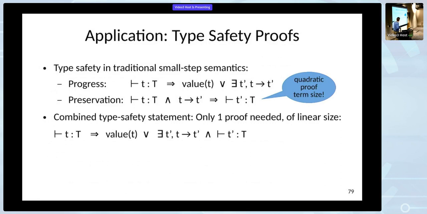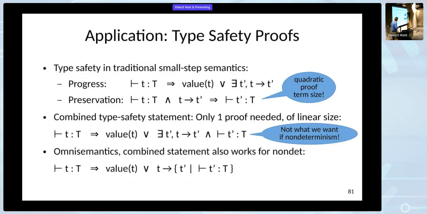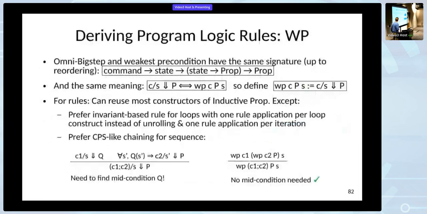But as soon as you add non-determinism, this existential is not strong enough. You would want a for-all there. And if you use Omnisemantics, you just prove this statement. Here I wrote this as a set, but you can really think of it as a postcondition. You say for each term t that types, either it is already a value or it can take a step to some t' that again has the same type, so type is preserved. The advantages are that you only need to go through all the statements once, and the proof term size is linear in the number of constructs.